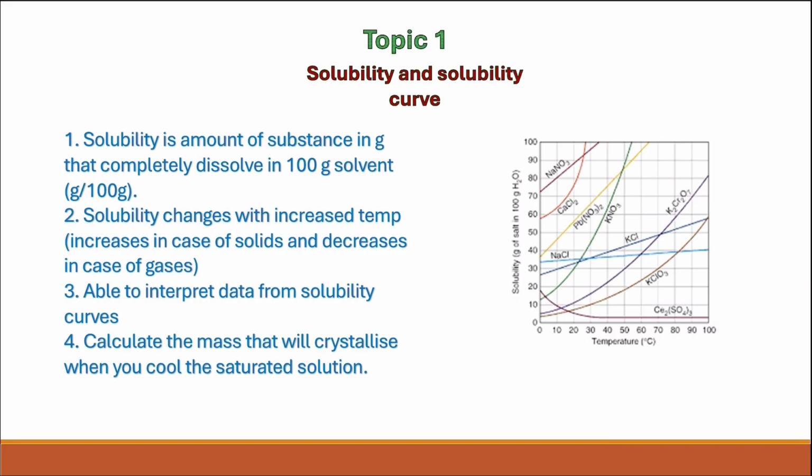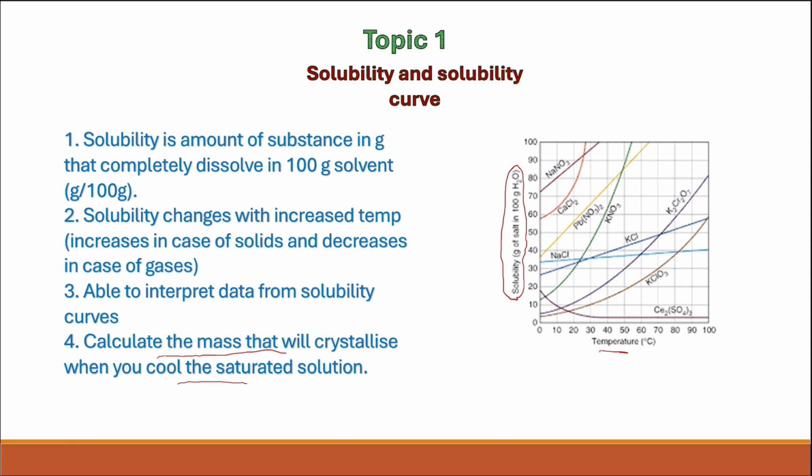In solubility, when the question comes, usually they provide you with data for the solubility of a certain compound in water, and they ask you to plot this data in a graph. And then the most common question is to ask you to calculate the mass that will crystallize when you cool the saturated solution. The solubility curve is a curve of the temperature versus the amount that dissolves at a certain temperature. So the solubility is how much dissolved in 100 gram of the solvent, because solubility is the amount of substance in gram that completely dissolves in 100 gram of the solvent.